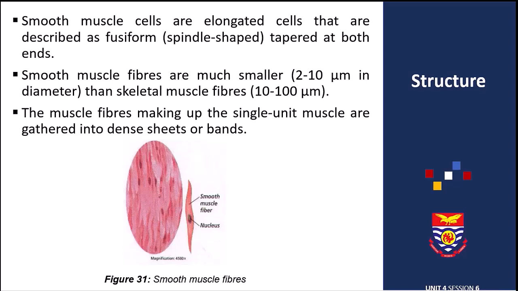Also, the muscle fibers making up the single unit muscle are gathered into dense sheets or bands as shown in figure 31. These fibers run roughly parallel and are densely packed together, usually arranged so that the narrower portion of one fiber lies against the wider portion of its neighbor. The plasma membranes of two neighboring fibers form gap junctions that act as a low resistance pathway for the spread of electrical signals throughout the tissue.